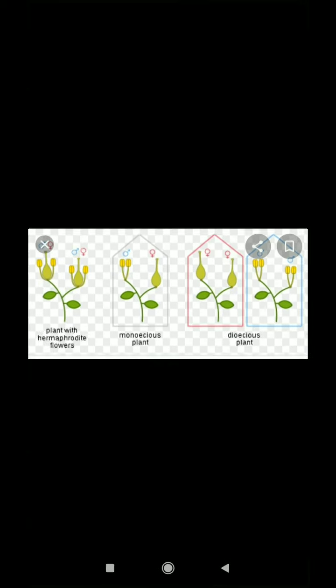We can see the male part is the symbol of this circle with an arrow, the blue symbol, and the red symbol is the female part, meaning both parts live on the same plant. And in a dioecious plant, one plant is reserved for the male part and one for the female part.